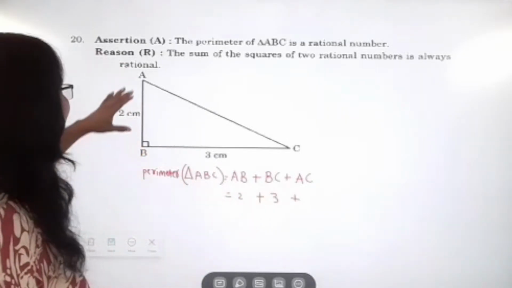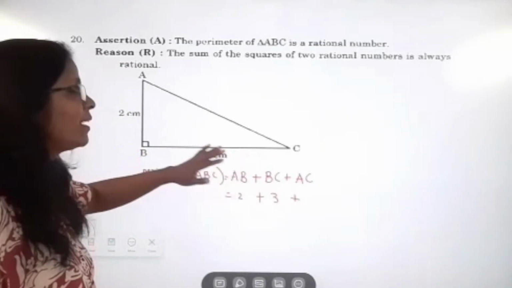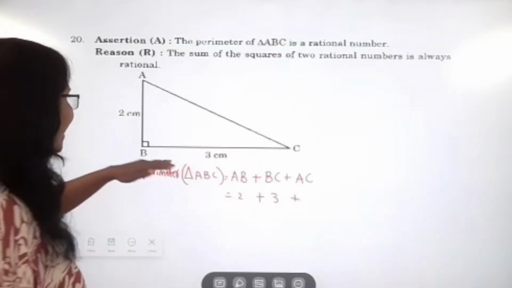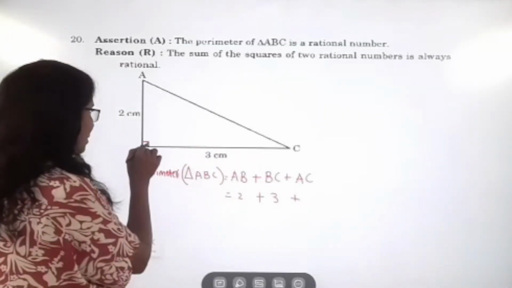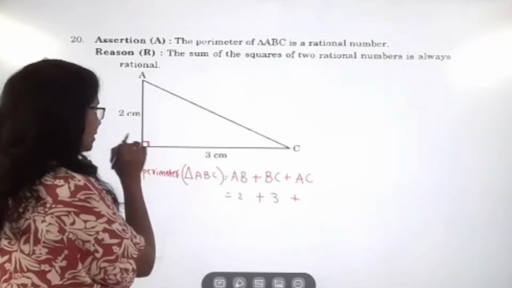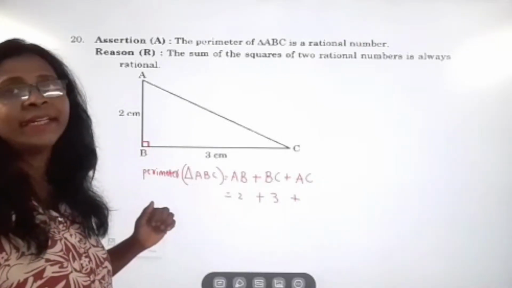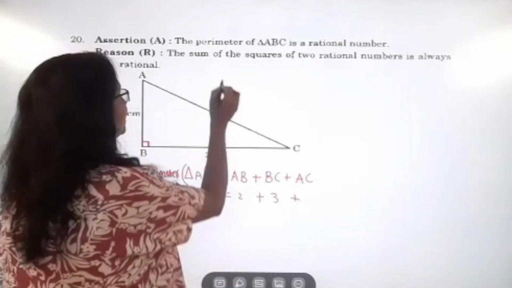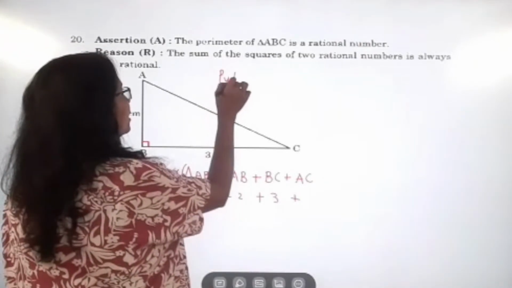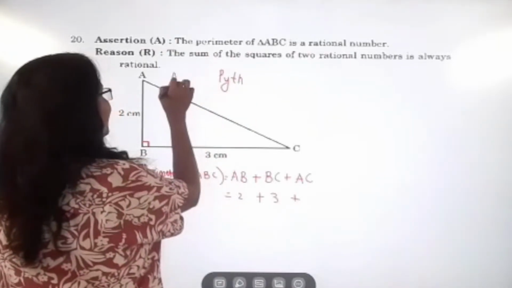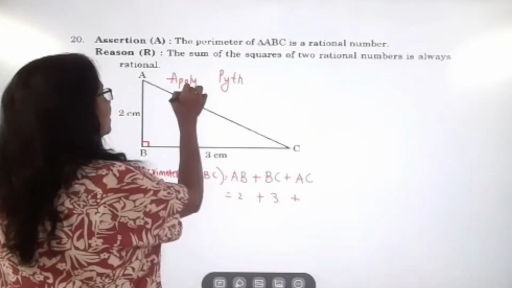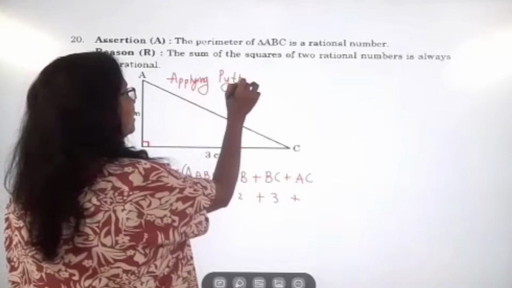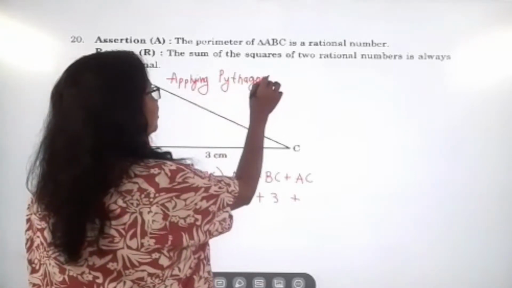So here students, this is triangle ABC and this is a right angle triangle. I can see that this is a right angle triangle because of this marking, the marking of the right angle. So here I apply the Pythagoras theorem.